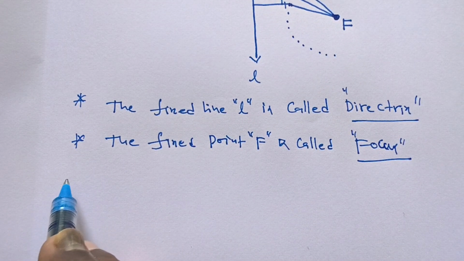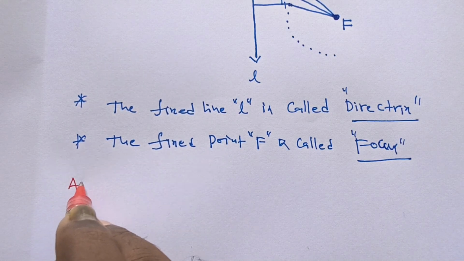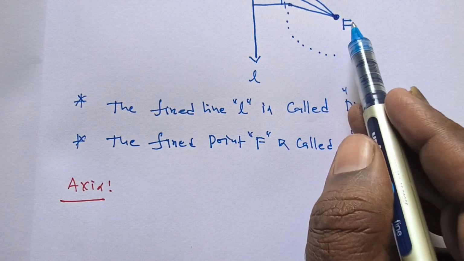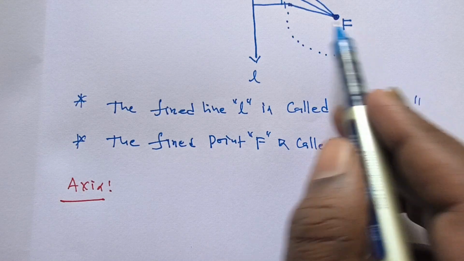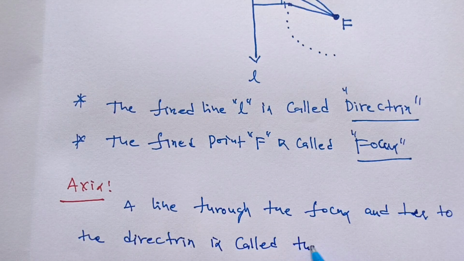Now check the definition of axis. What is axis? A line through the focus and perpendicular to the directrix is the axis of the parabola.